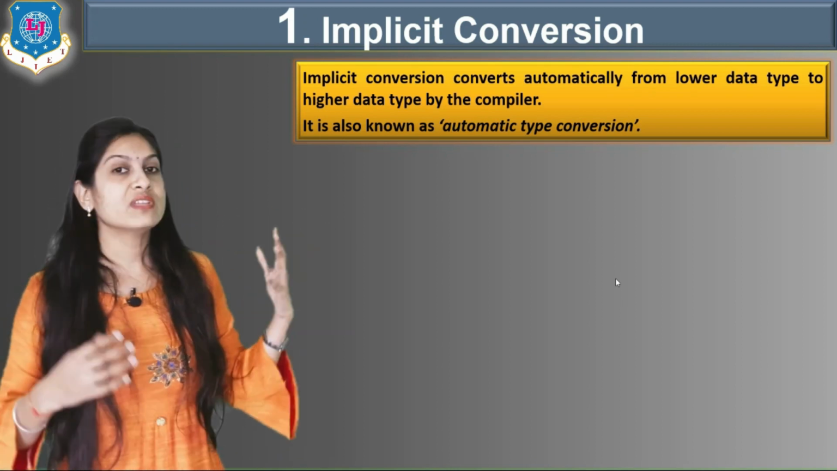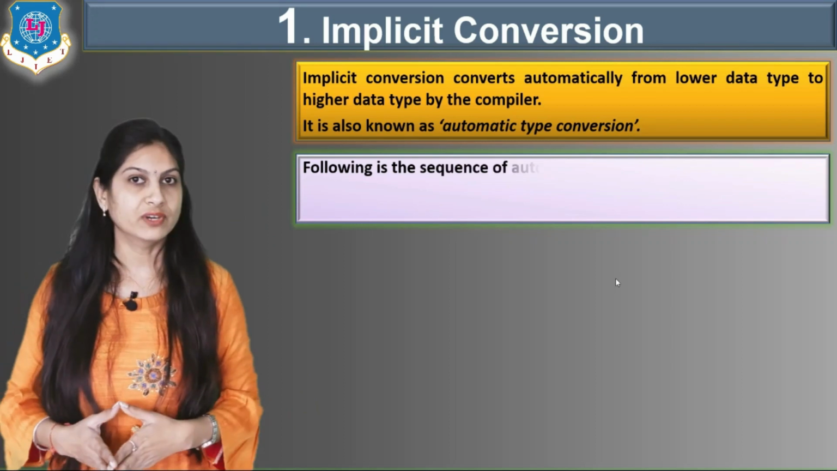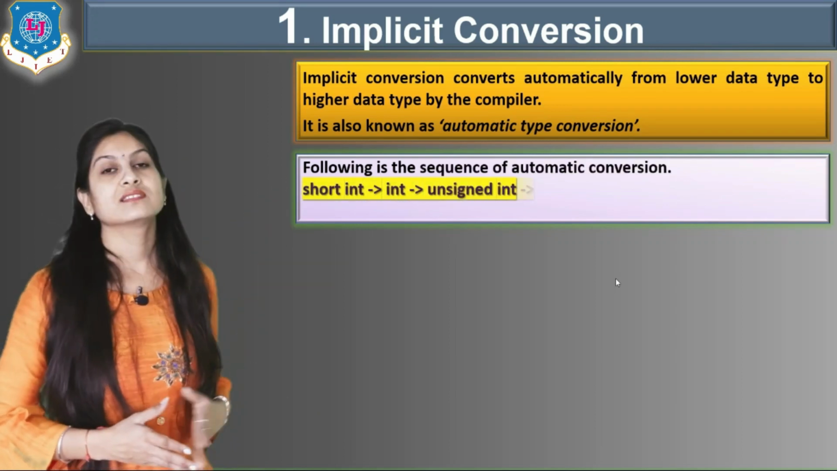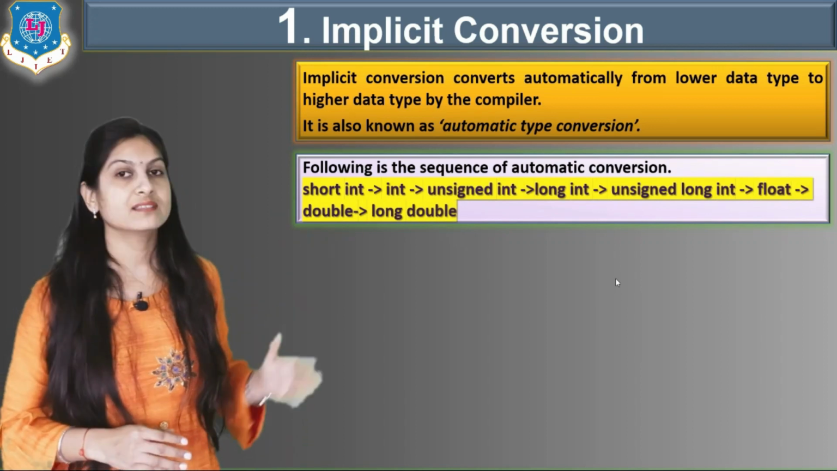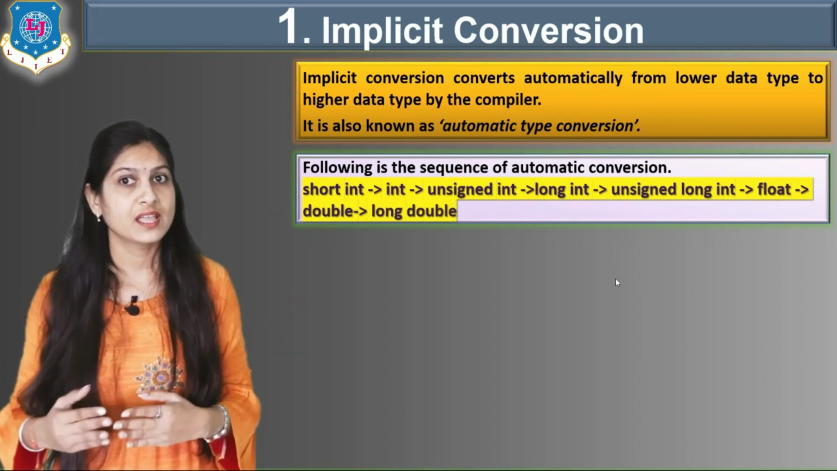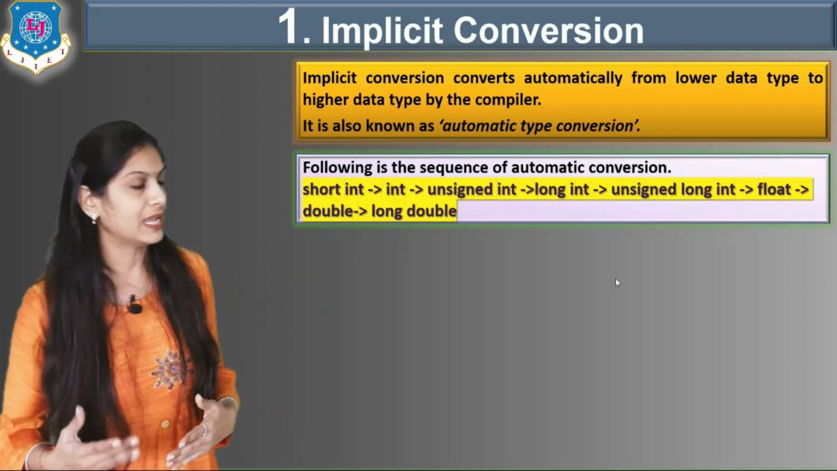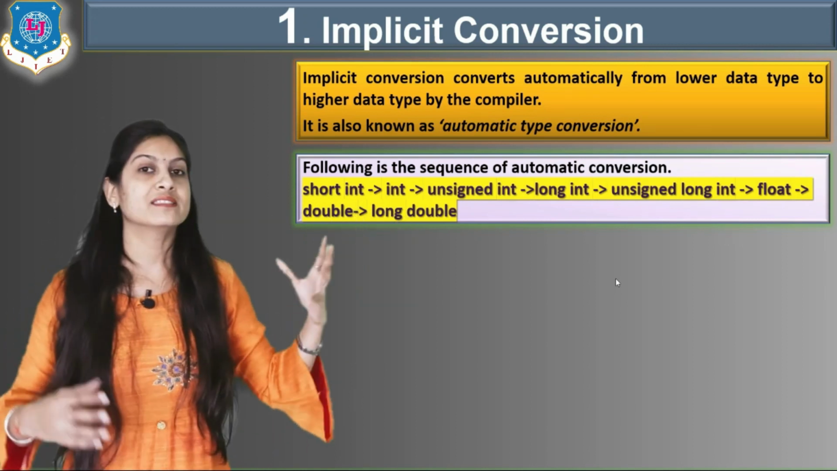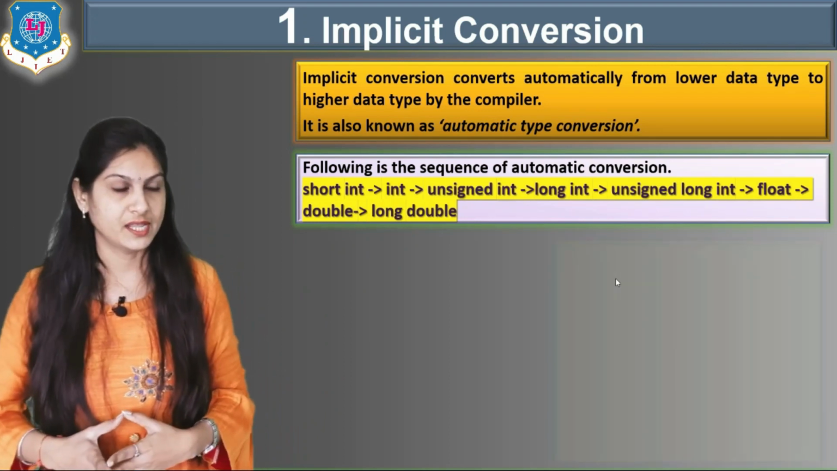So likewise, we have one sequence to perform any implicit conversion, and that is this. First is a short integer, then integer, after that unsigned integer, then long integer, after that unsigned long integer, and then float, double and long double. So likewise, the compiler converts from a lower data type to a higher data type.